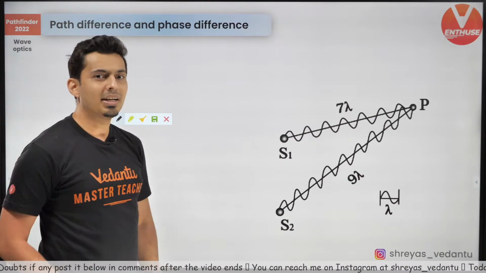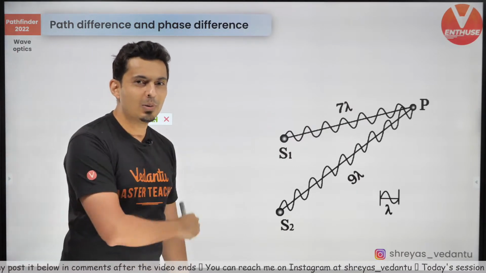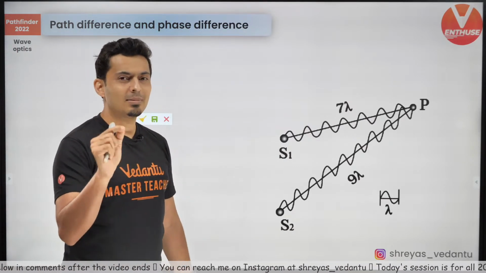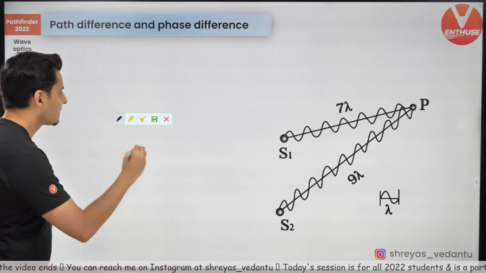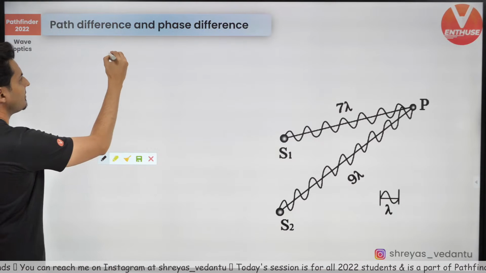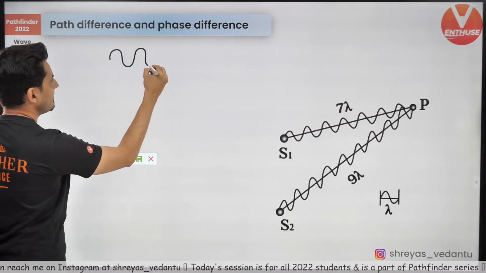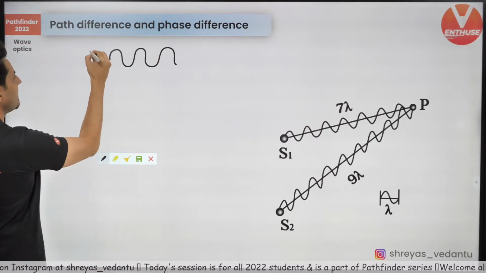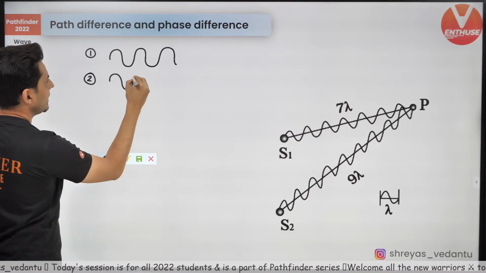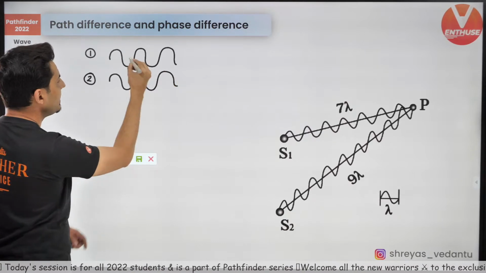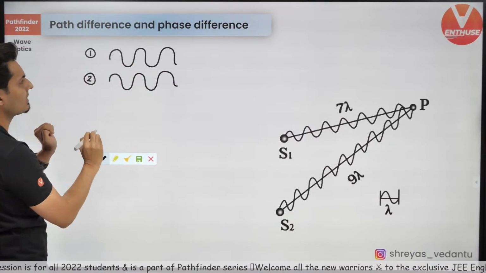The most important thing for solving the problems, you will see most of the times, is either phase difference or path difference. I'll tell you what it means. Imagine this is wave number 1. This is wave number 2, and this wave is exactly a replica of wave number 1.